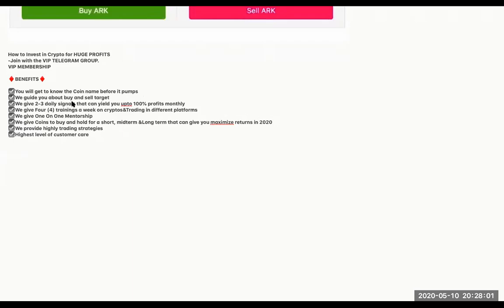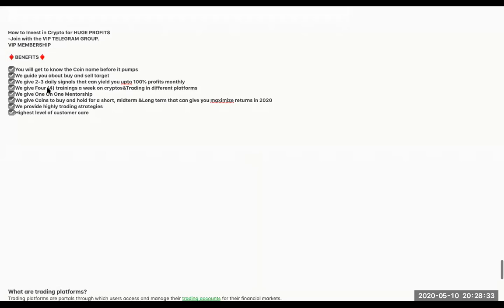Also, we will guide you about buy and sell targets, as what we have done and as what I've illustrated here. Also, we give you 2 to 3 daily signals that can yield up to 100% profit monthly. Imagine you receive 2 to 3 signals in a day. Let's say 2. It means in a month you have 60 trading pairs. To have 60 trading pairs, it's not a joke, man. We give 4 trainings a week on cryptos and trading on different platforms.